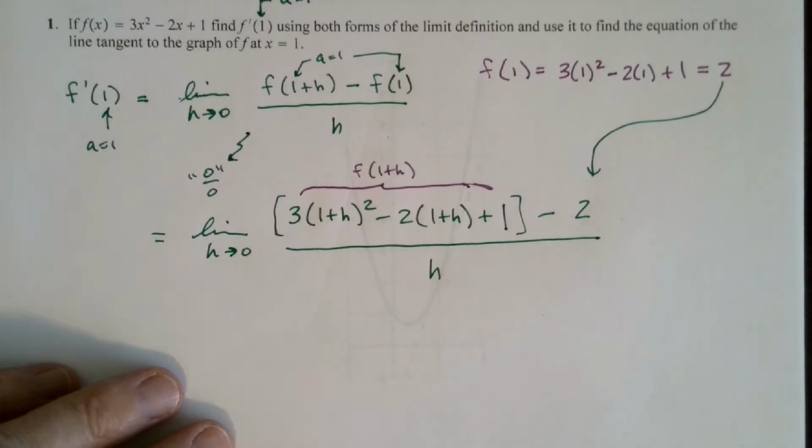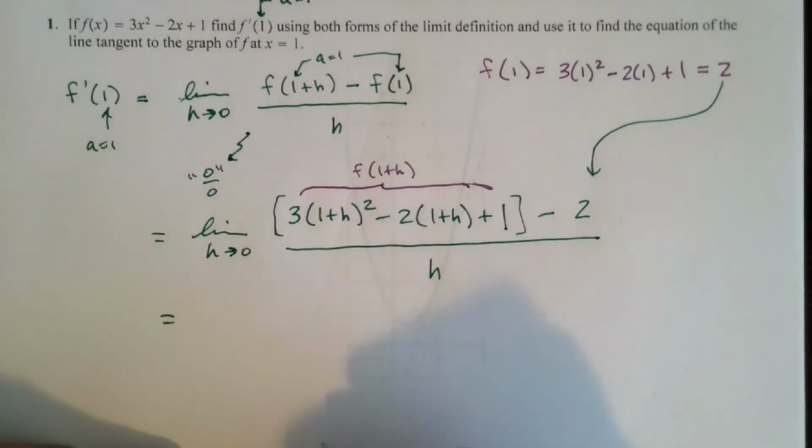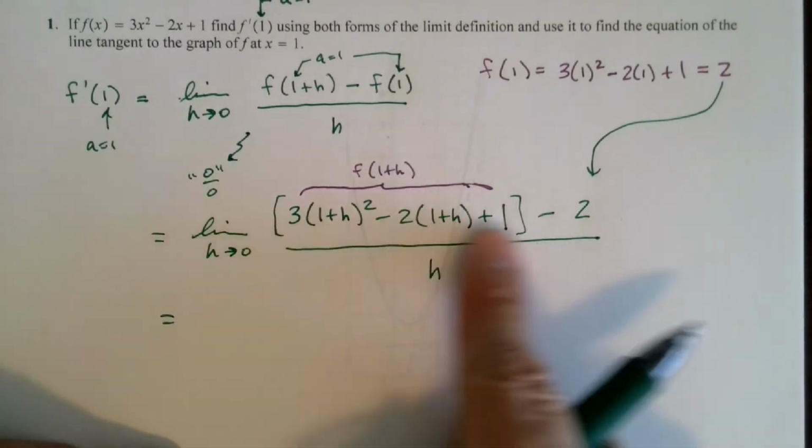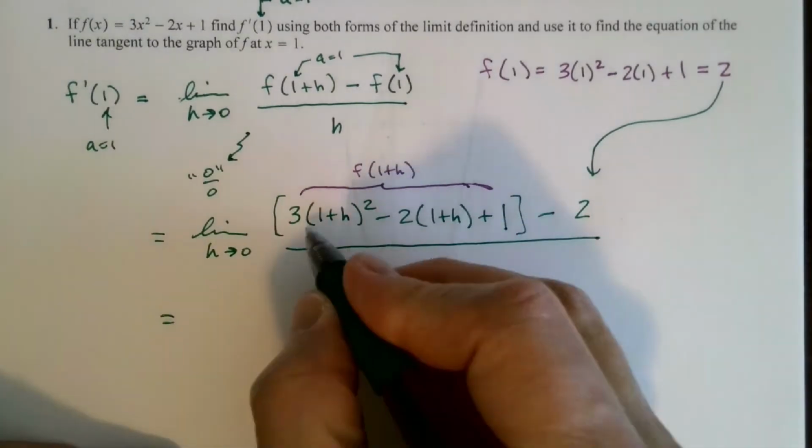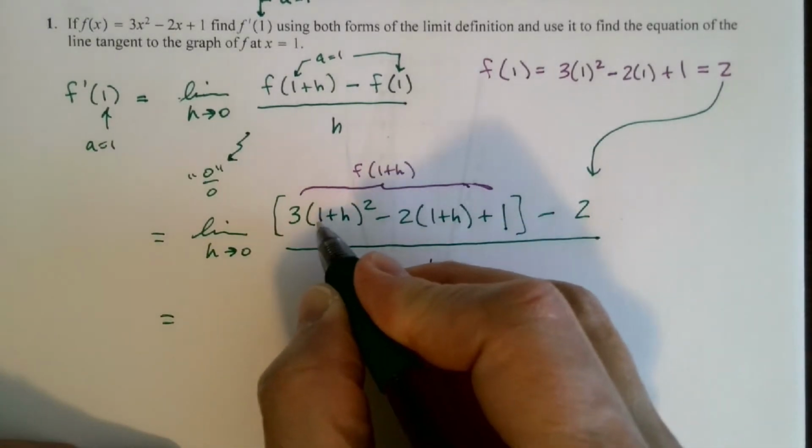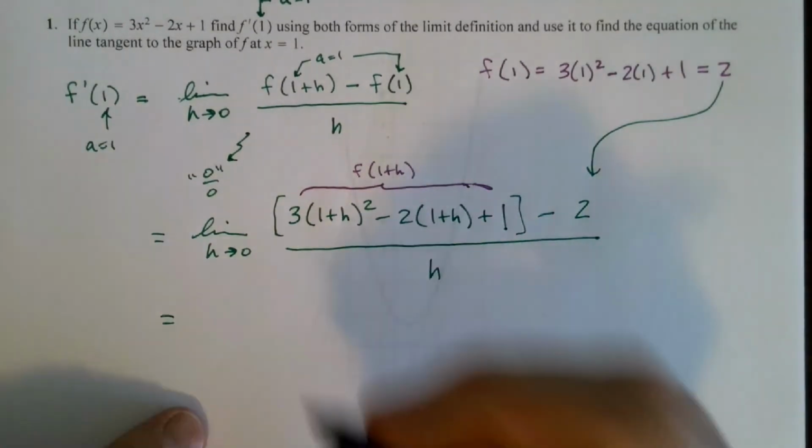And so these are the types of limits we've been working with, and we want to evaluate this limit algebraically. So I'm going to do some cleaning up here. First of all, I'm going to square 1 plus h, and when I square 1 plus h, what am I going to get when I square 1 plus h?